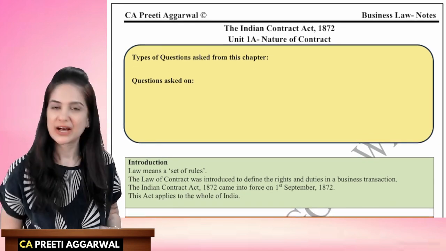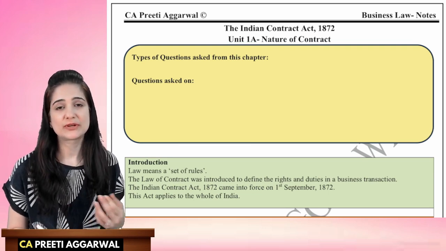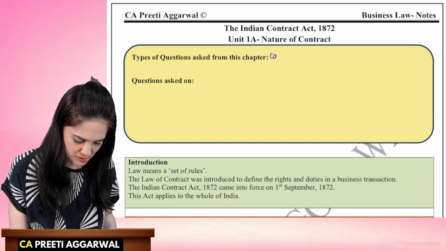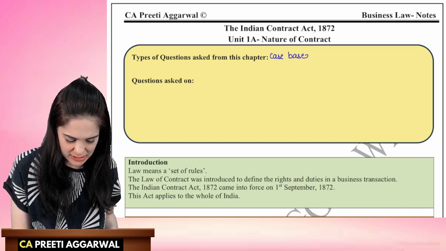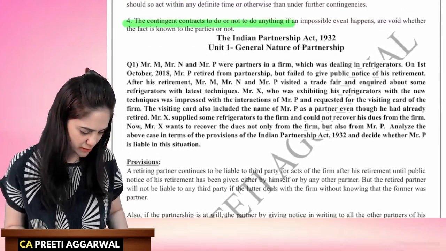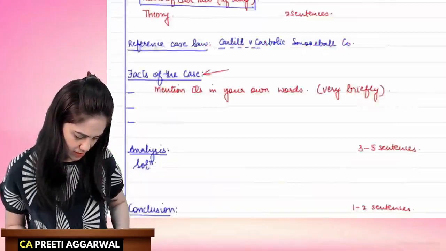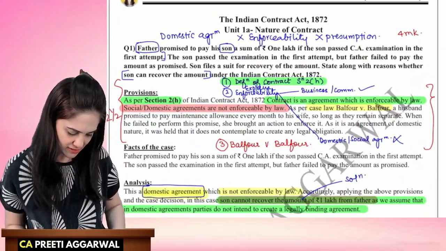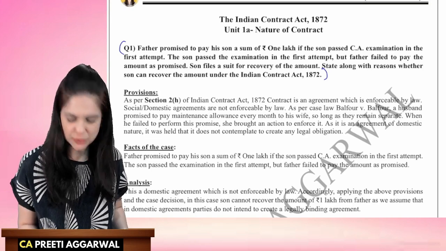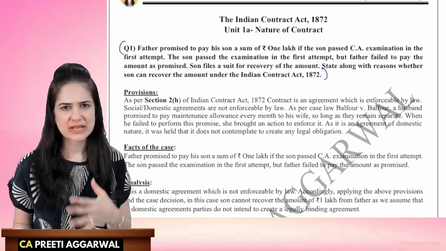But before I discuss any particular provision, let us understand the type of questions that are asked from this chapter and what are the important topics that you should pay attention to. So basically, a case-based question can be asked. Now, what is a case-based question? A situation will be given to you, something like this. This is for partnership, actually. So this is the first chapter, that is the Contract Act. I have already made the discussion video. So something like this, a situation will be given to you, and you will be asked to analyze, apply the provisions, and find out the solution.